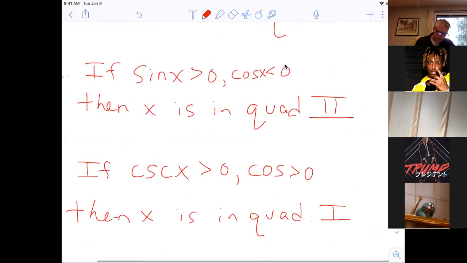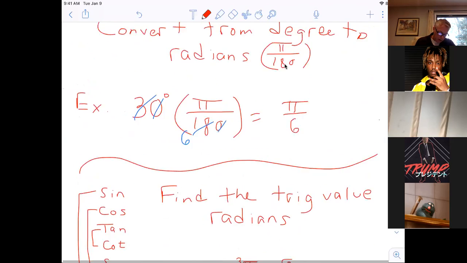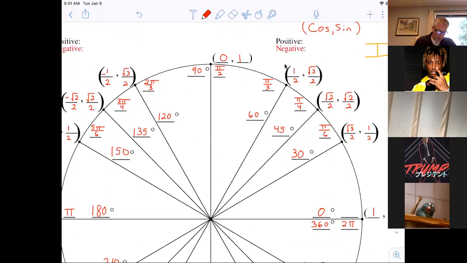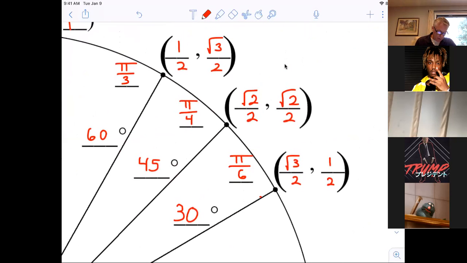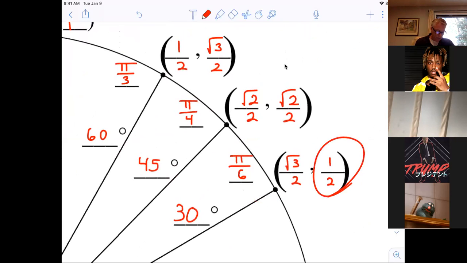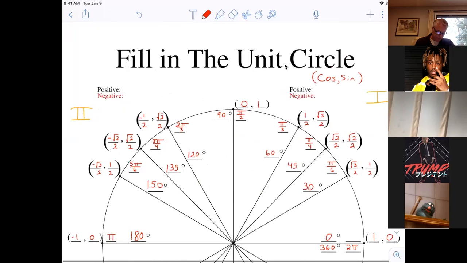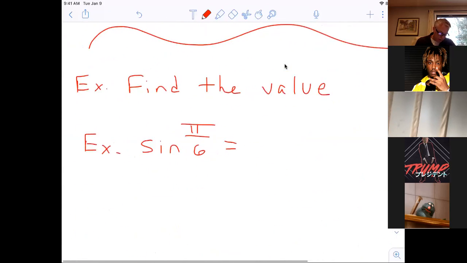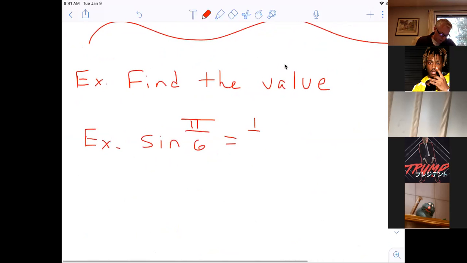So if I had these 3 reference angles memorized, which you guys really should be doing over the next couple of days or maybe a week, and I know that at pi over 6, my x value is root 3 over 2, and my y value is 1/2. That means the sine of pi over 6 is 1/2. So the sine of pi over 6 is equal to 1/2.